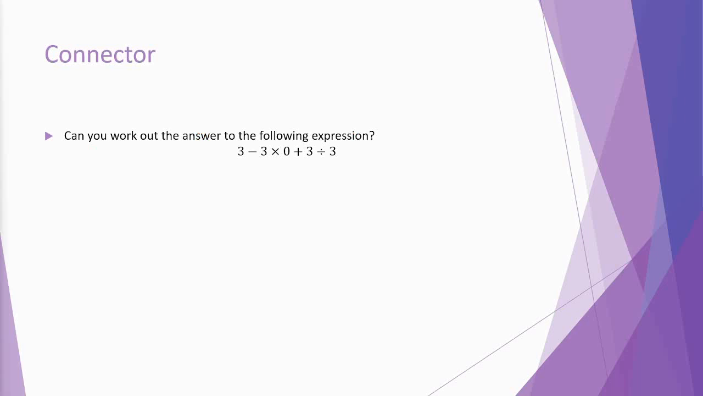As a bit of a startup, can you work out the following equation? 3 minus 3 times 0 plus 3 divided by 3. Now, this is sometimes found on the internet. People put this up as challenges on different social networks, and people write down different answers. And for this expression, some people will put down the answers of 1, 2, or 0 for this. However, the answer is 4, and we're going to look at how we can work that out.